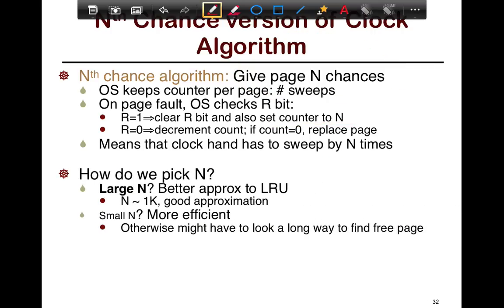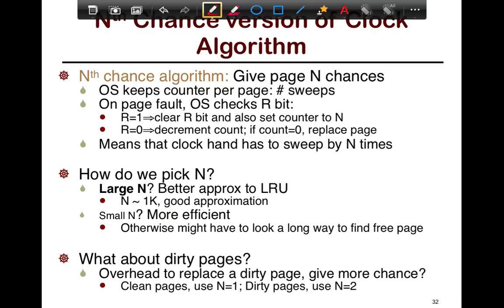An interesting design issue with this is, how do we pick n? The larger the n, the more chance we give a page to be considered as important, and it's a better approximation of LRU. Typically n equals 1000 is a good approximation. The smaller the n, the more efficient it is, because it's more likely that you're going to find a page quickly to replace. Otherwise, you may have to look for a long time before you find a free page.